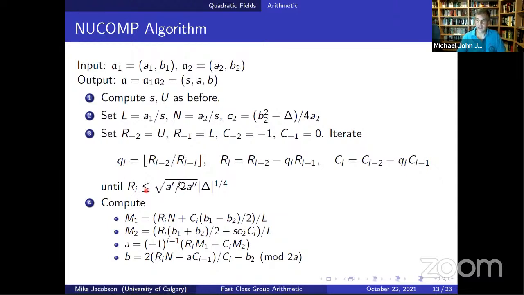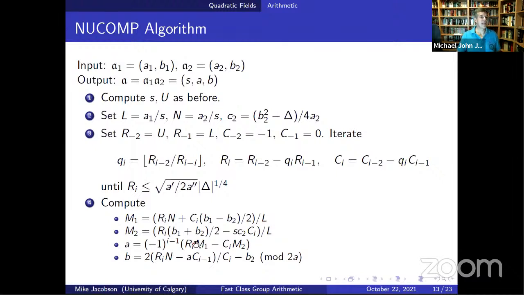So we compute them in this way instead, and then step 4 is the magic formulas that give you your answer. So you just compute M1 and M2. I should mention these divisions here are exact by capital L, and then the output values A and B are going to be almost reduced. And you might have to do a little bit of reduction after, but I think we proved that you have to do at most 2 reduction steps and you finish.